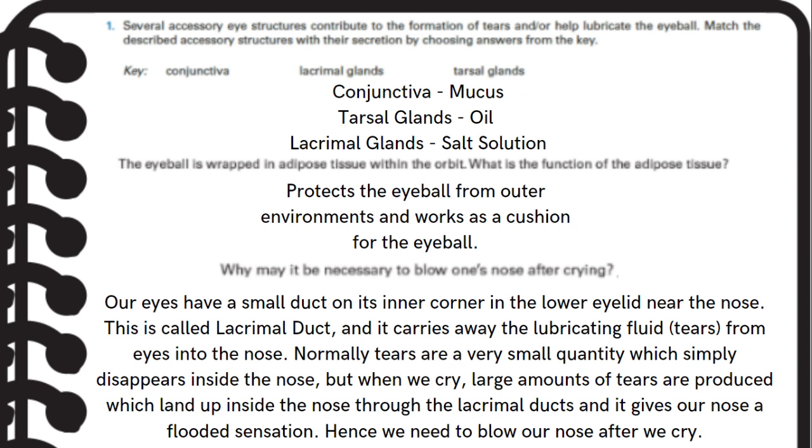Number 3. Why may it be necessary to blow one's nose after crying? Our eyes have a small duct on its inner corner in the lower eyelid near the nose. This is called the lacrimal duct, and it carries away the lubricating fluid, tears, from the eyes into the nose. Normally, tears are a very small quantity which simply disappear inside the nose. But when we cry, a large amount of tears are produced which land up inside the nose through the lacrimal ducts, and it gives our nose a flooded sensation. Hence, we need to blow our nose after we cry.